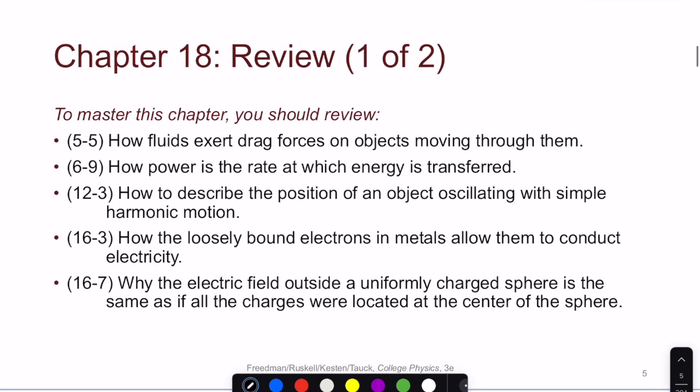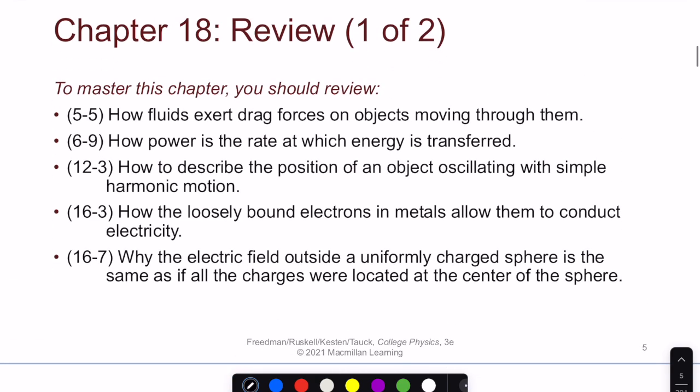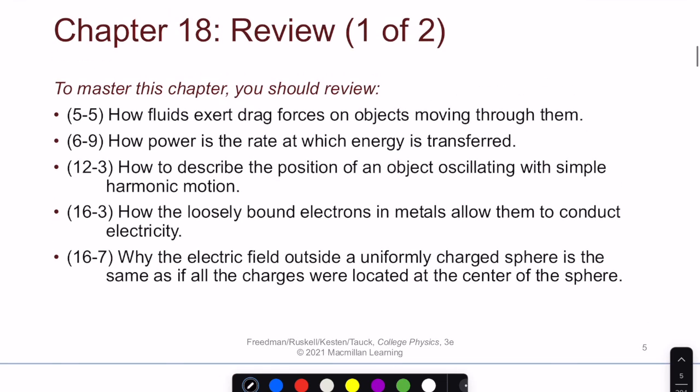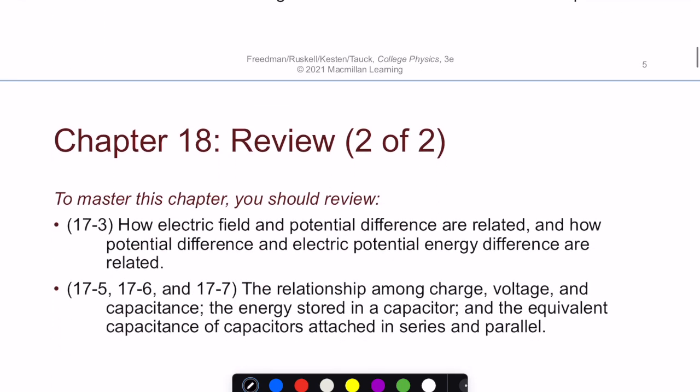So take a look at these sections that you may need to review to best understand this chapter. I wouldn't worry too much about drag force in fluids. What I would do is make sure you have a really good understanding of electric field and potential difference and the relationship among charge, voltage, and capacitance.